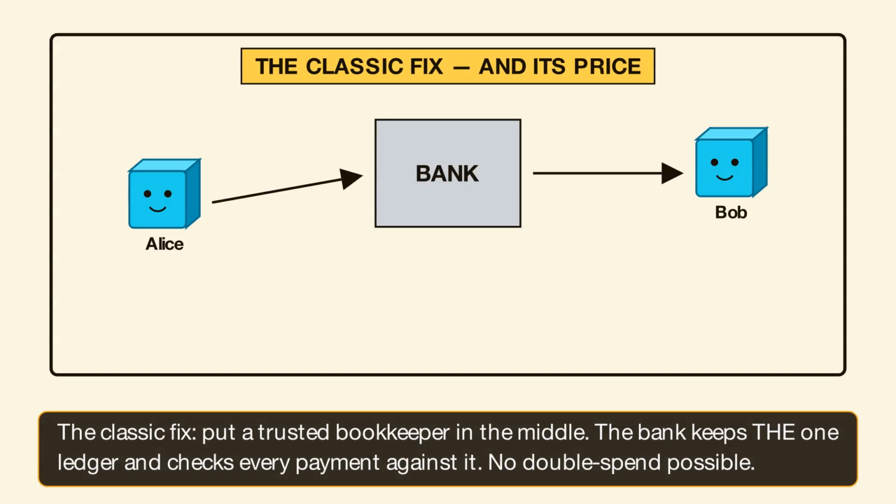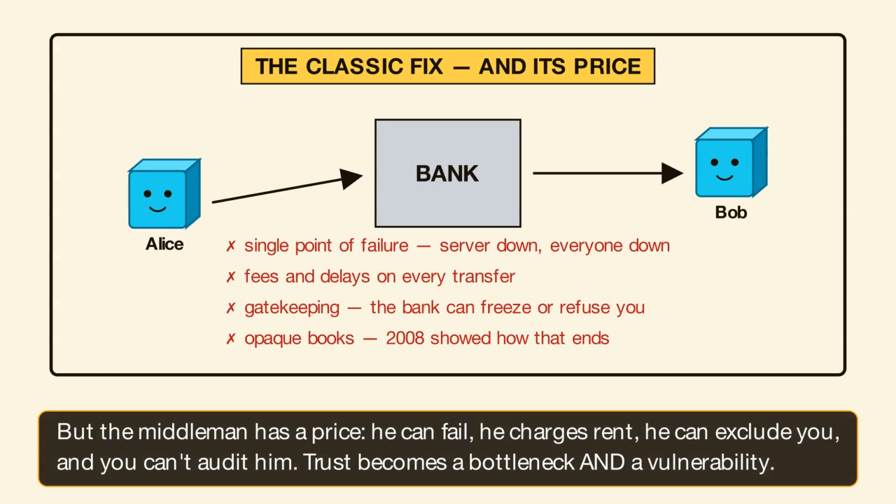The classic fix: put a trusted bookkeeper in the middle. The bank keeps the one ledger and checks every payment against it. No double spend possible. But the middleman has a price. He can fail. He charges rent. He can exclude you, and you can't audit him. Trust becomes a bottleneck and a vulnerability.